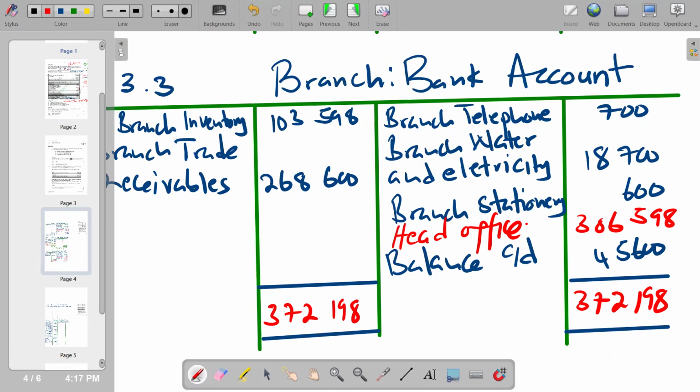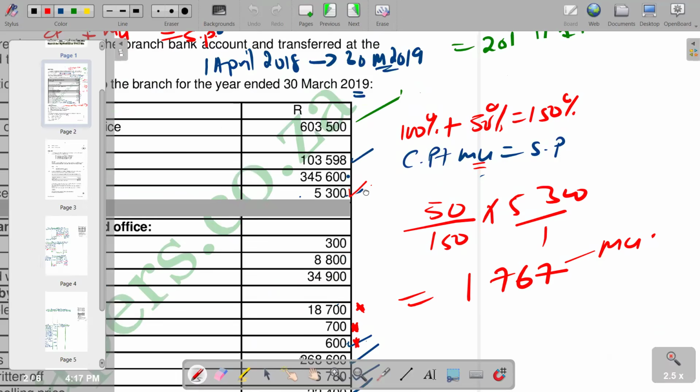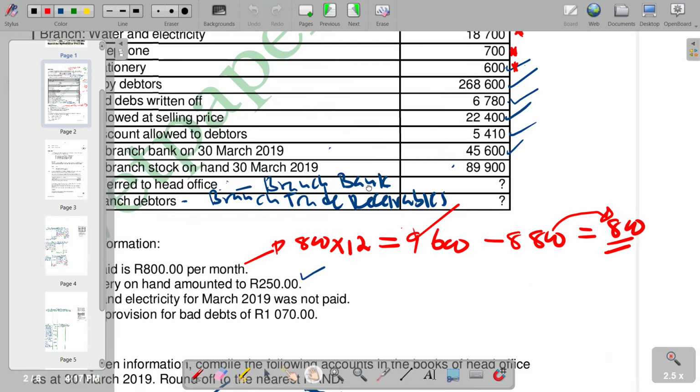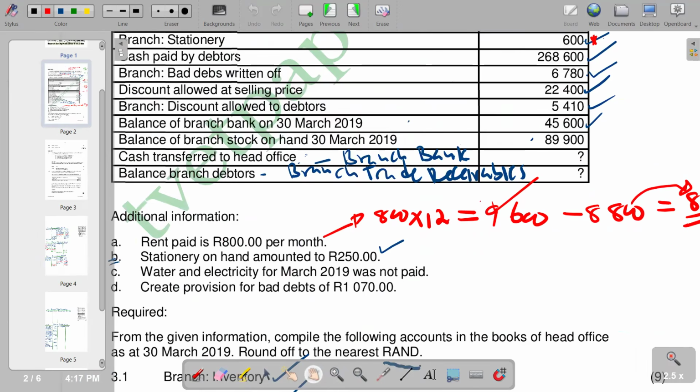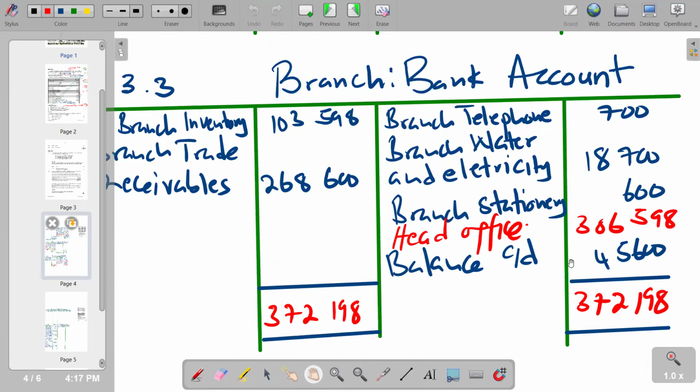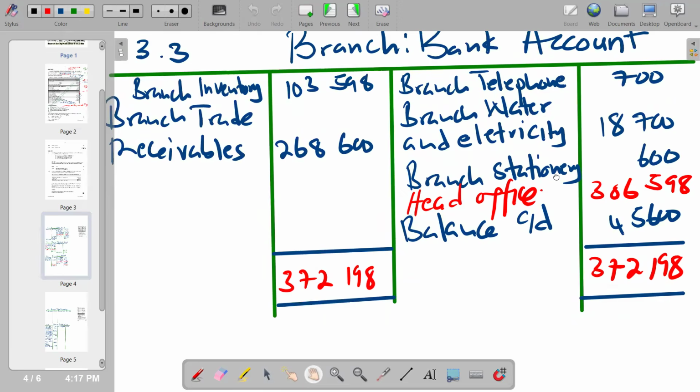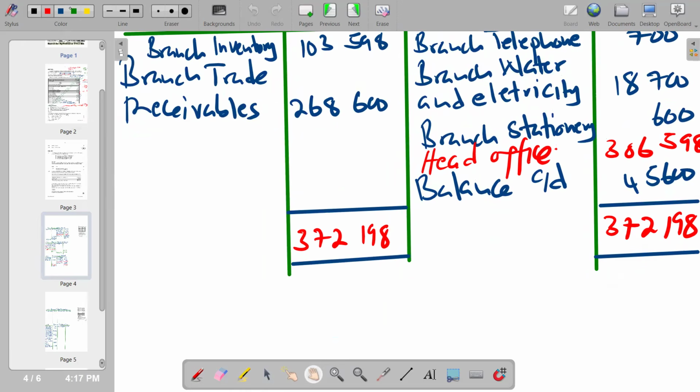Remember, if you go to the question, they are saying question mark on this part, cash transfer to head office. So this is the balance that we have found here. 306,598 is the amount that is supposed to be transferred to the head office. So we also have the balance CD, which is supposed to come here as our balance BD.